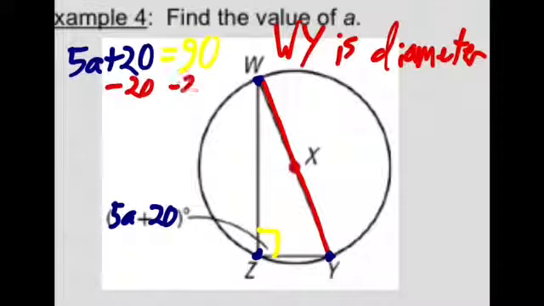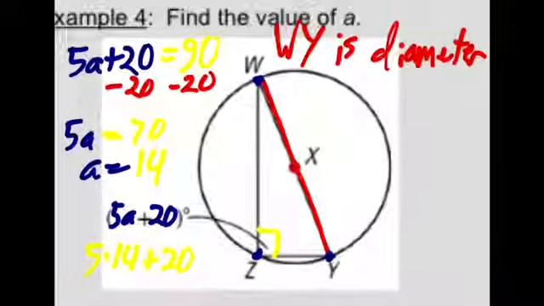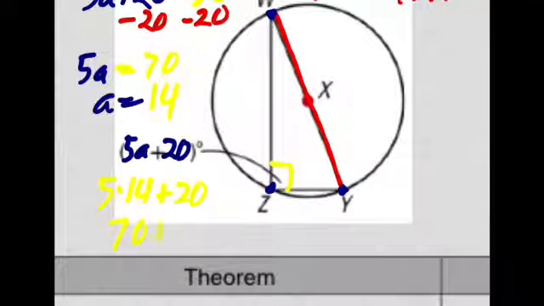And then you would just subtract 20. And you'd have 5a equals 70. So a equals 14. And of course I'm not done. I want to make sure that this is right. So I'll say 5 times 14 plus 20. I want to make sure that equals 90. 5 times 14 is 70. Plus 20 does equal 90. So I'm good to go. Check.